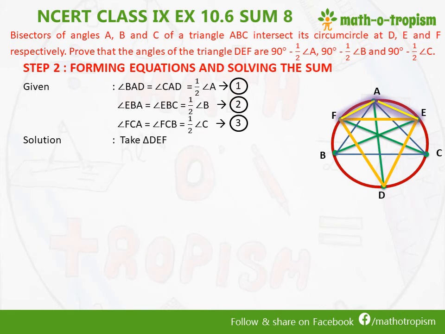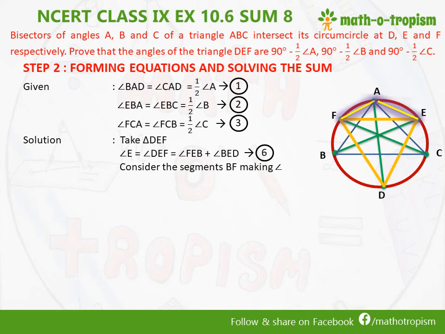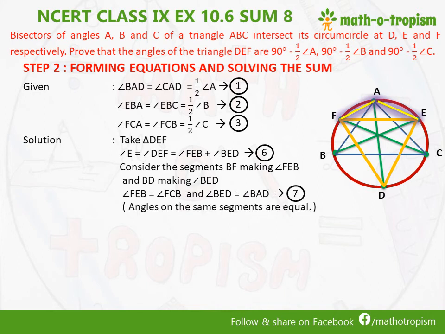Similarly for angle E, again we can take it as the total angle DEF, which is angle FEB plus angle BED. This we can keep as equation 6. So considering the segments BF and BD, we can see that angle FEB is equal to angle FCB, and angle BED is equal to angle BAD. This we will keep as equation 7.